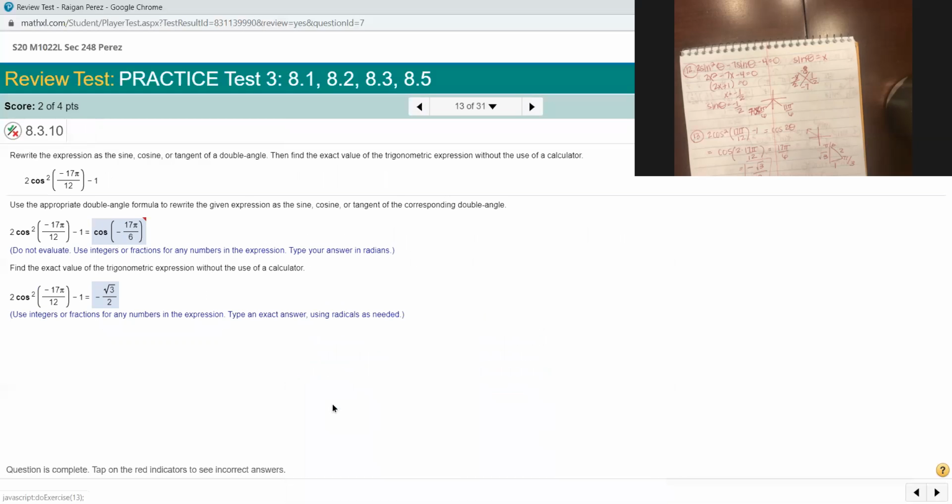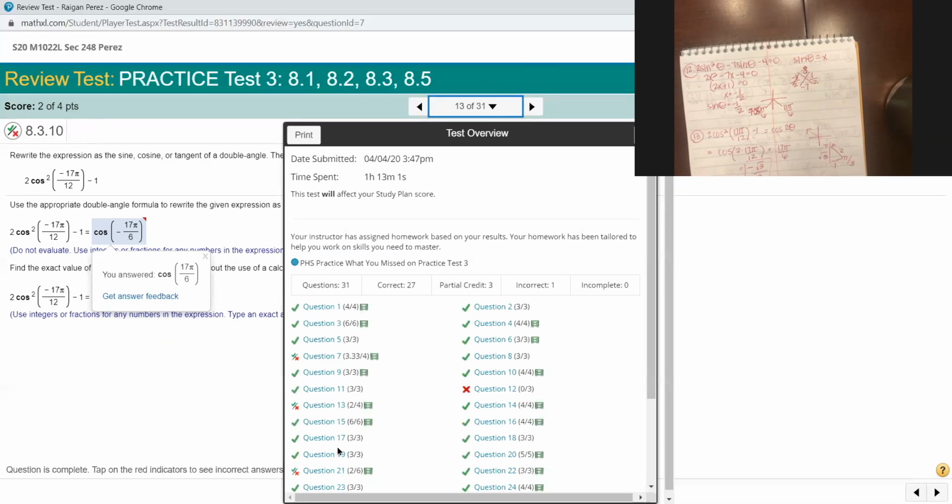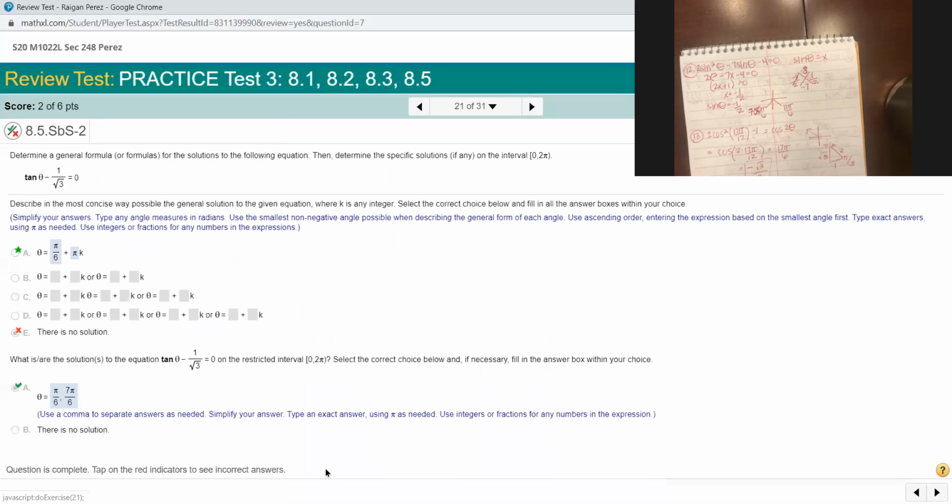Number 13. What did we put right here? I answered, oh, I didn't keep my negative. So another little simple mistake. And finally, 21. There was no solution to this one? Or is it saying that's what I answered? Oh, I must have accidentally clicked there's no solution, because clearly I typed it in. I answered it down here, but I must have just clicked there's no solution for that.